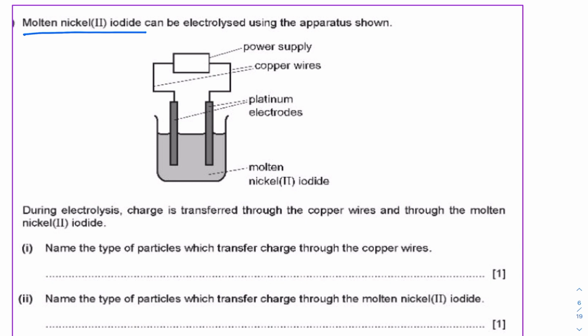Name the type of particles which transfer charge through the copper wires. Well, the key word here is wires. Wires are made from metal. Metals have free-moving electrons. Name the type of particles which transfer charge through the molten nickel iodide. Well, of course, nickel and iodide are both ions.